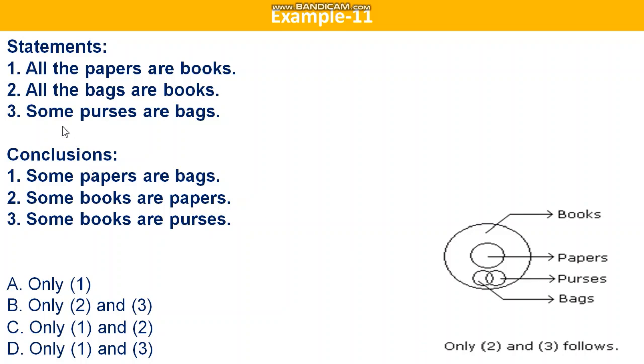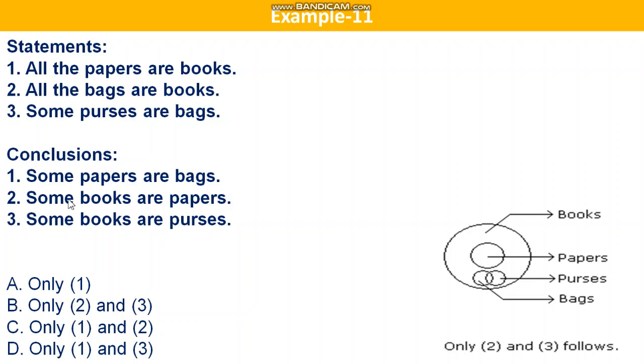Further it is said that some purses are bags. So purses and bags will have intersection. Let's see how many conclusions follow. Number 1, some papers are bags. Some papers are bags, that is not true.